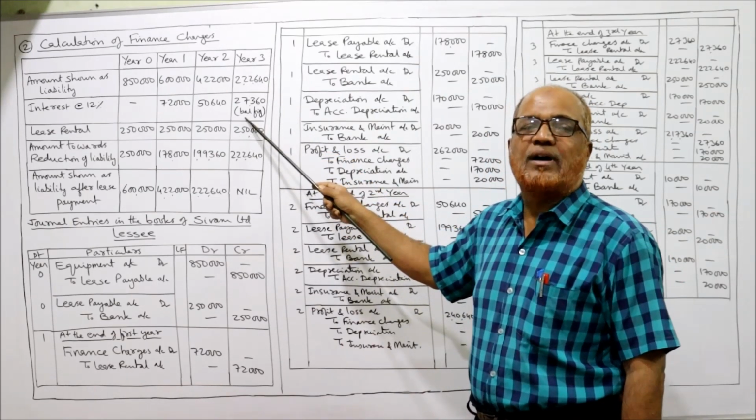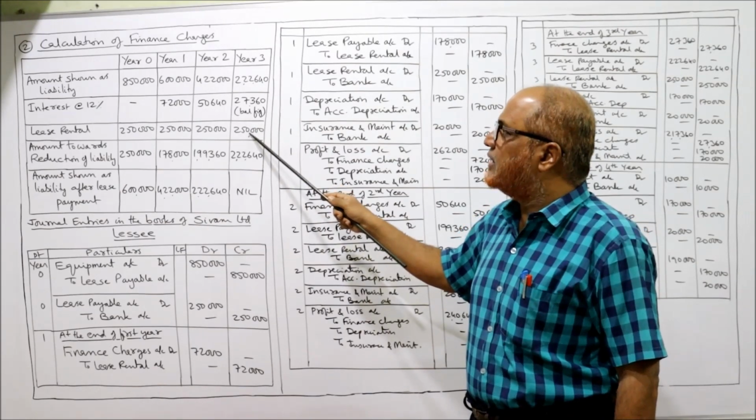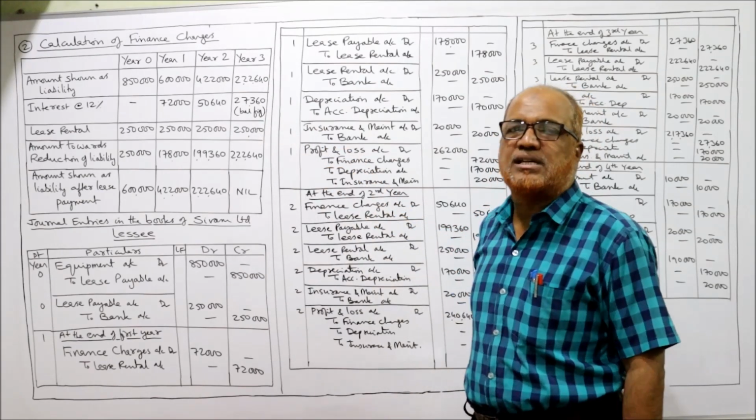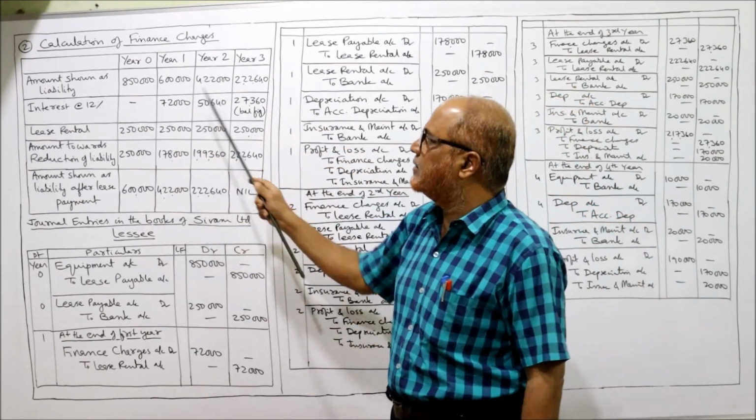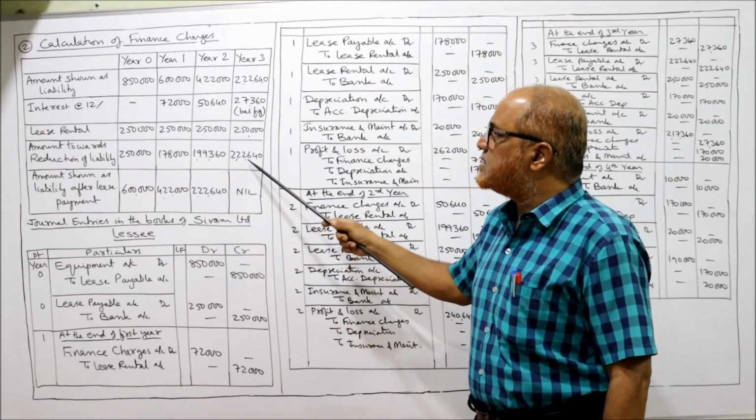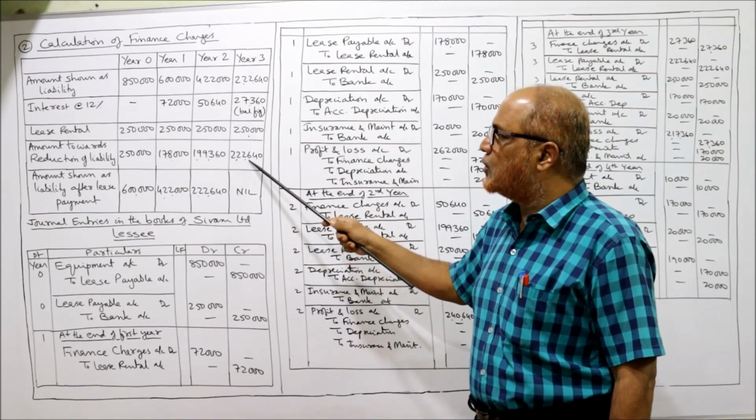The balancing figure, we will not calculate the interest, we will take the balancing figure. So 2,50,000 minus 2,22,640, you will get 27,360 as the balancing figure, interest. This is the interest for the third year. Now how much is the balance? 2,50,000 minus 27,360, you will get 2,22,640.